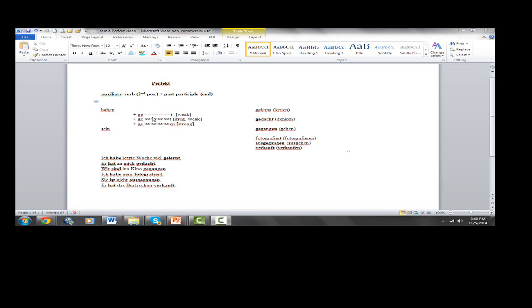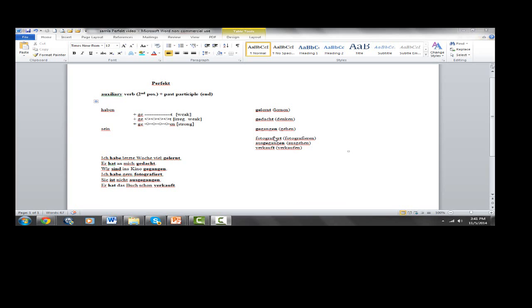Weak verbs are also regular verbs, also known as T verbs, take a ge prefix and end in T. They don't have a stem change. Irregular weak verbs have a ge prefix, a T ending, but have a stem change. And then strong verbs have a ge prefix, an en ending, and their stem changes. Here are a few examples. For a weak verb, gelernt, for the verb lernen, to learn. Gedacht, for the verb denken, to think. Gegangen, for the verb gehen, to go.